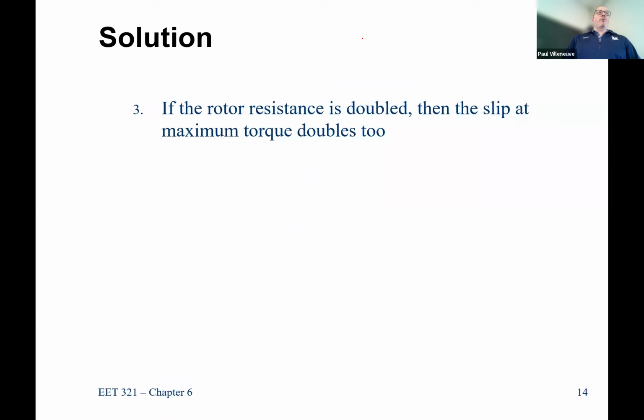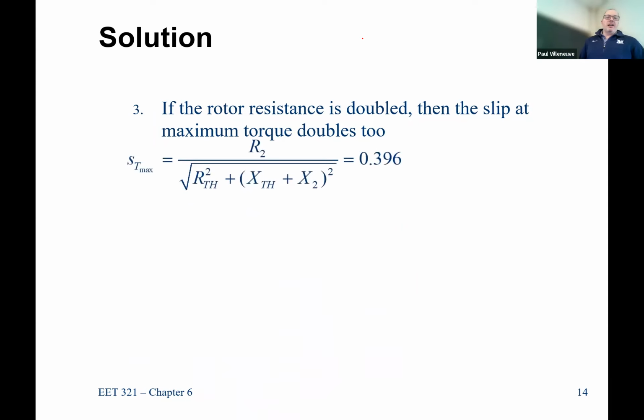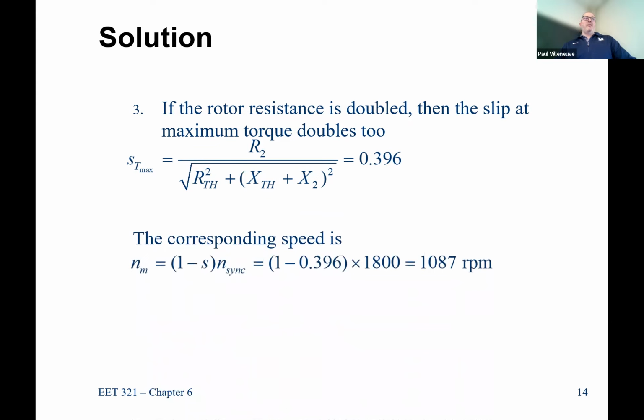Now, if we double the rotor resistance, then theoretically the slip at the maximum torque doubles as well, because my slip is directly proportional to my value of R2. So if I have R2 and I have 19.8, if I put 2 R2 in here, it's reasonable to see that it ends up being 0.396 or 39.6%. My speed went from 1444 down to 1087. But my maximum torque calculation is still 229. That hasn't changed because, again, the maximum pullout torque is not dependent on that value of R2.